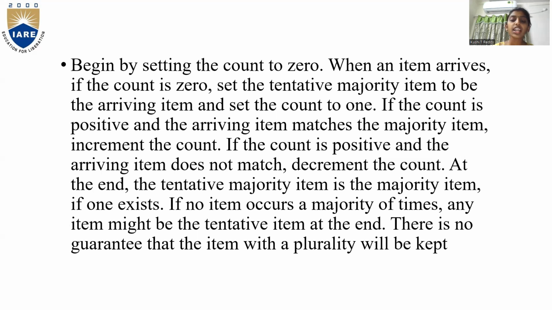At the end, the tentative majority item is the majority item if one exists. If no item occurs a majority of times, any item can be the tentative item at the end. There is no guarantee that the item is kept with a plurality.